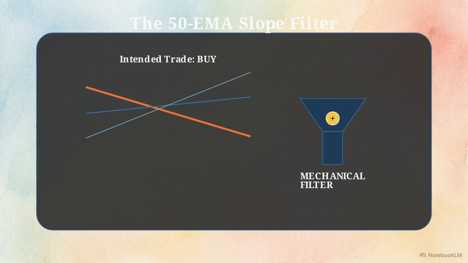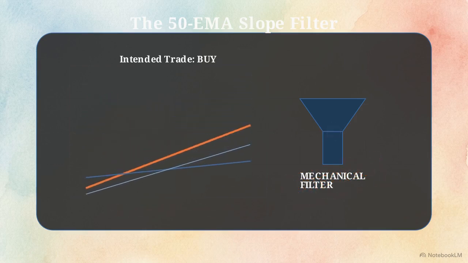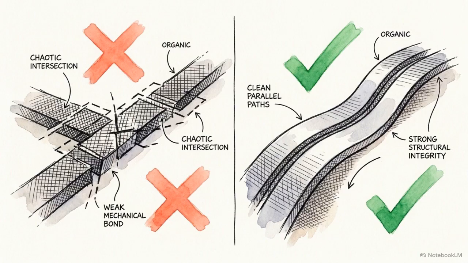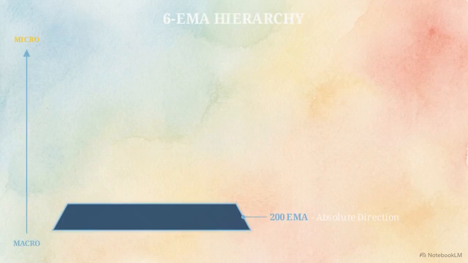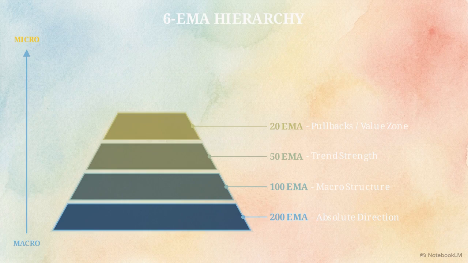To mitigate whipsaws across any of these signals, apply this filter. No crossover is valid unless the slope of the 50-period EMA agrees with the direction of your intended trade. Not all crossovers are created equal. Their mathematical validity is entirely dependent on which layer of the matrix they occur in and whether the broader structure supports the move. Let's lock in the hierarchy. You use the 200 for absolute direction, the 100 for macro structure, the 50 for trend strength, the 20 to locate pullbacks, the 9 to read momentum, and the 5 to pull the trigger.